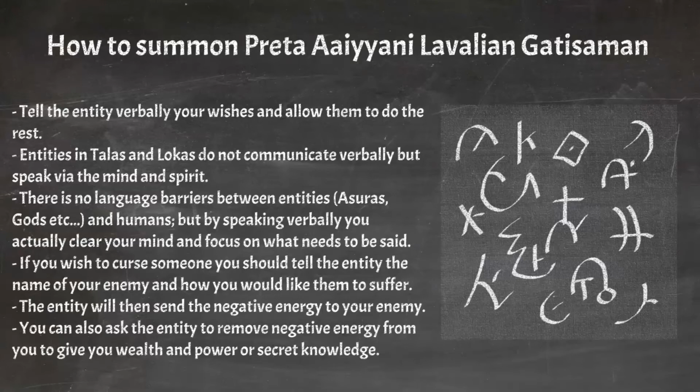So, speaking clearly to the entity will form the basis of the communication. For example, if you wish to curse someone, you should tell the entity the name of your enemy and how you would like them to suffer. The entity will then send the negative energy to your enemy. You can also ask the entity to remove negative energy from you, to give you wealth and power or secret knowledge. Many of our world leaders invoke entities this way, to further their careers or power base.